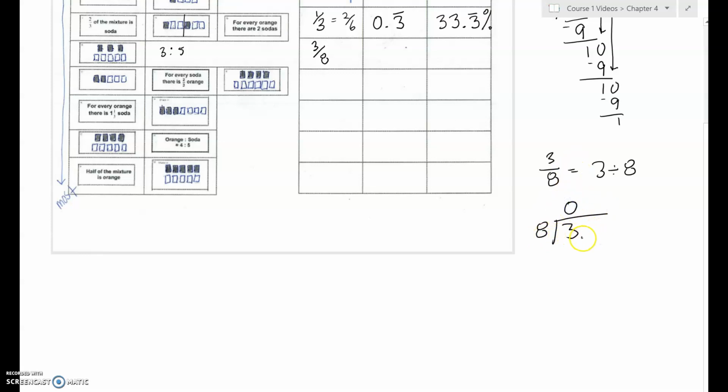You can't make a group of 8, but if I make the pieces smaller and make it into 30 pieces instead of 3, we do. 8 goes into 30 almost 4 times, so 3 times 8 is 24, with a remainder of 6. Since we have a remainder, let's break that up into 60 smaller pieces. 8 goes into 60, 7 times 8, 56. Remainder of 4. Still a remainder, so we bring it down. 8 goes into 40, 5 times. 8 times 5 is 40. No remainder, so we are done.